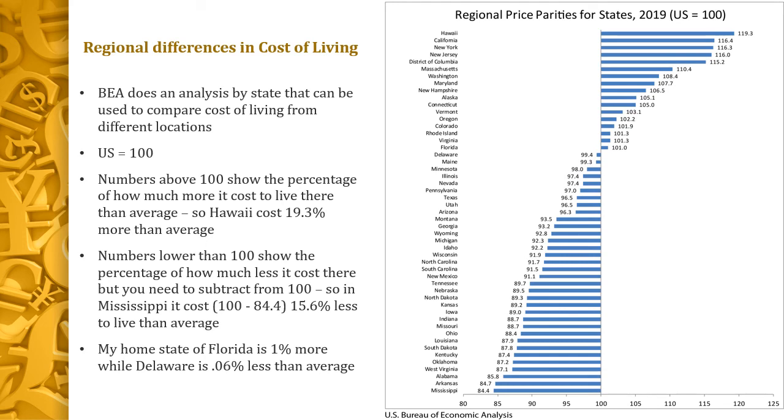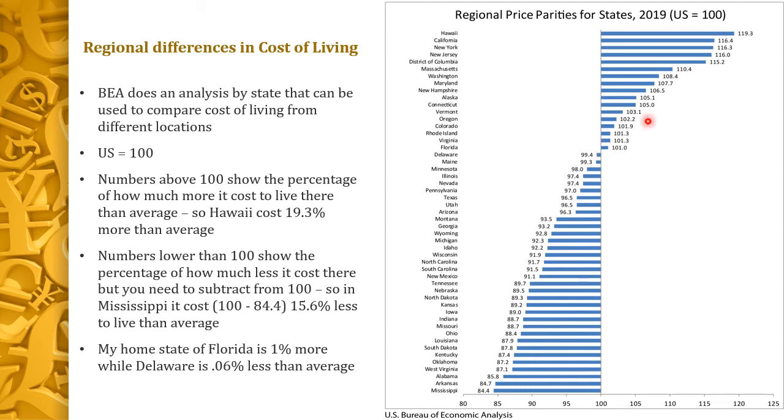Then you can look at things like Florida, my home state, which is at 101. So basically we're about 1% above average, but the closest to the most average, you might want to say, place would be Delaware, and that they're 0.06 less. So they're a little less. So right there where we see that cutoff right there, that is where sort of the average price is.